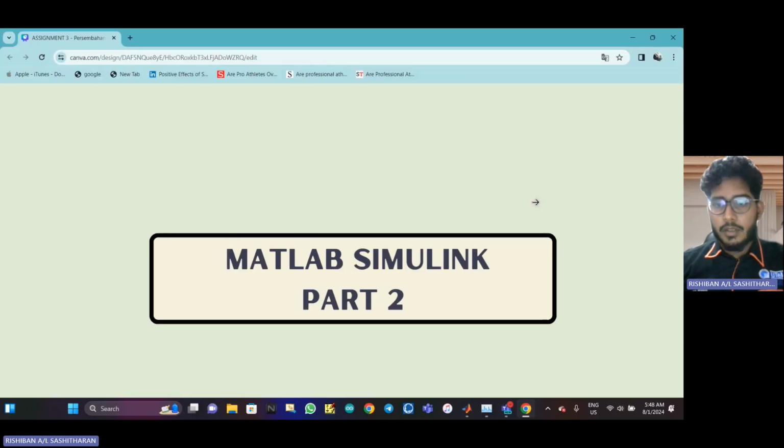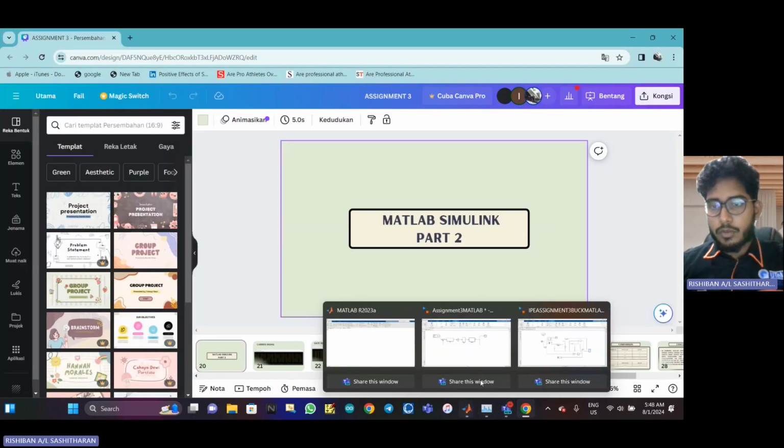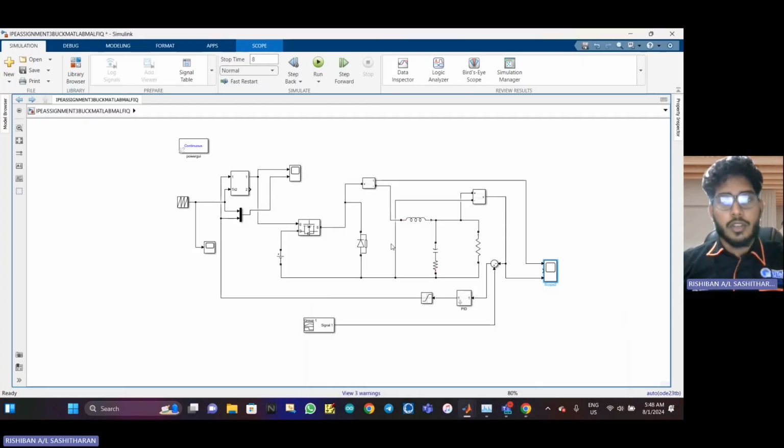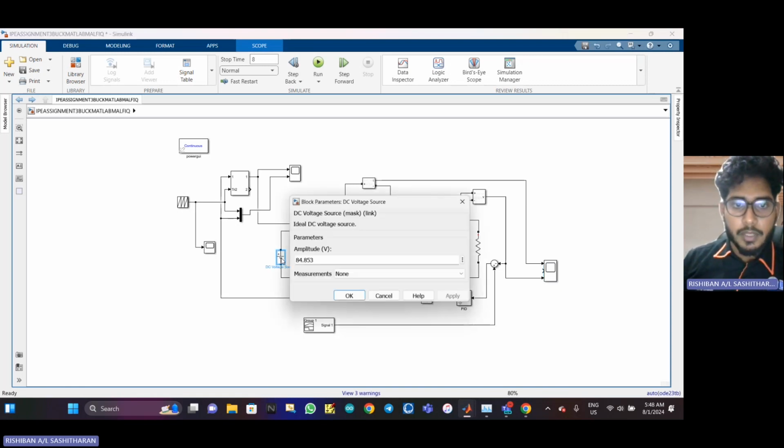Next, we go to simulation part 2, which is the buck converter with the feedback controller. So here we build the buck circuit over here, and we have a few scopes to show the outcome. And here we have the circuit. What we have to do is here.